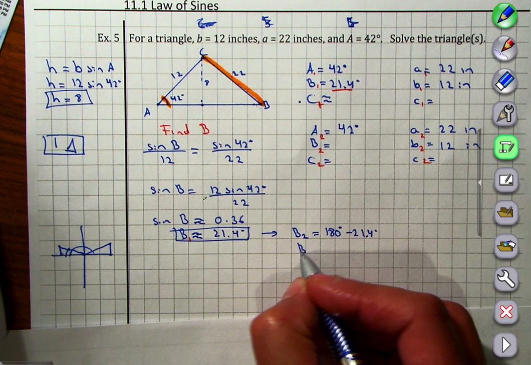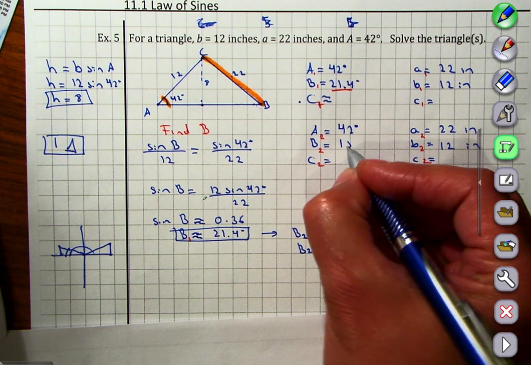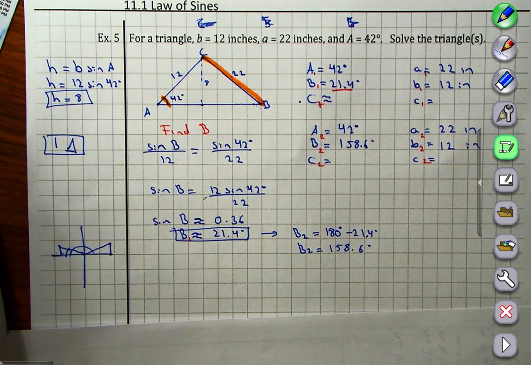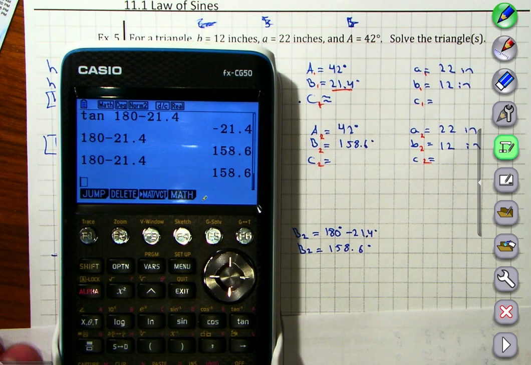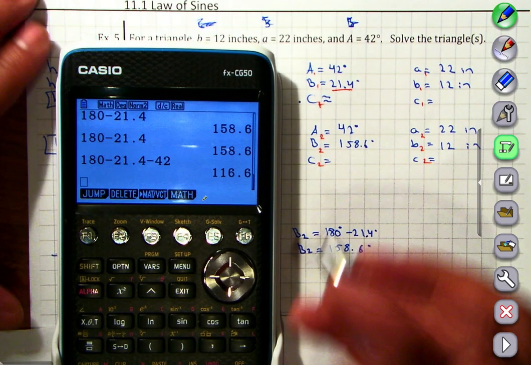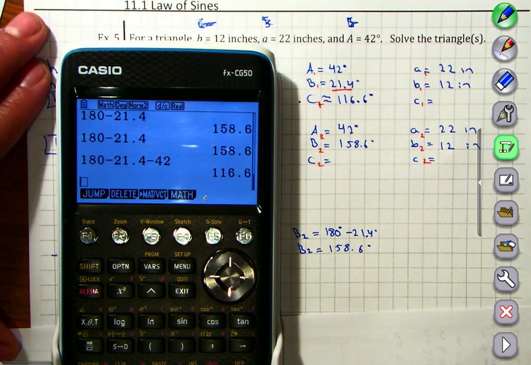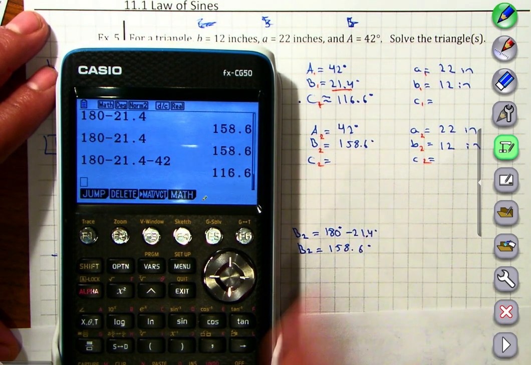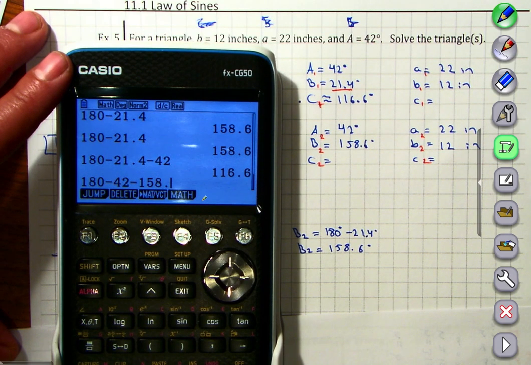So B2 will be 158.6 degrees. And now we can find the angle, so it'll be 180 minus 21.4 minus 42. It'll be 116.6 degrees. Now if we try to find the other angle, it will be 180 minus 42 minus 158.6.